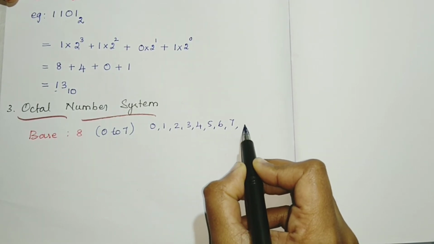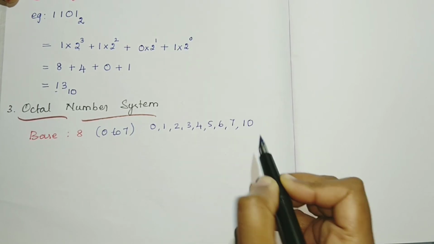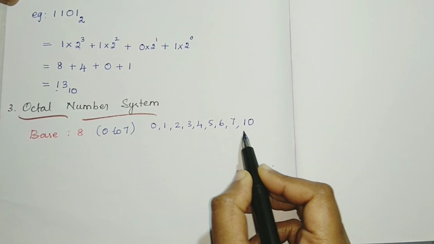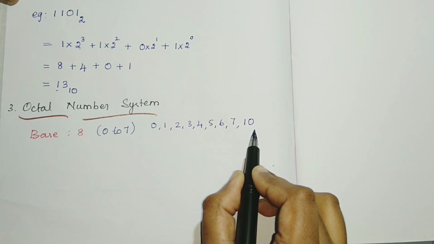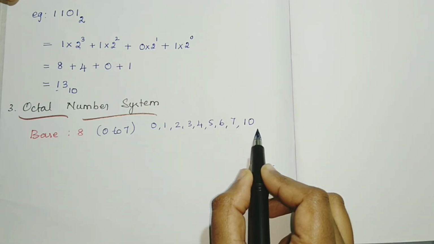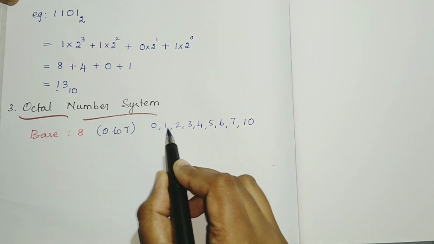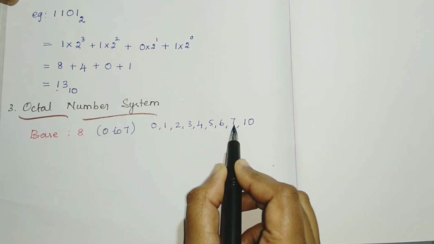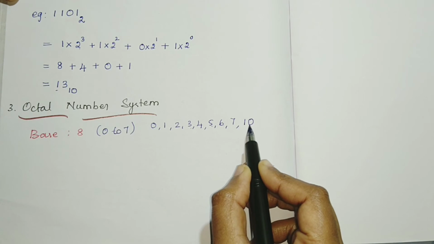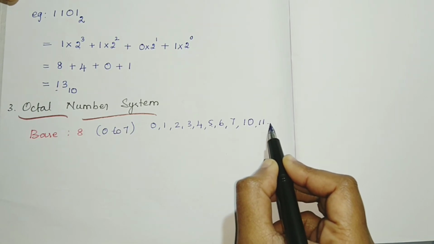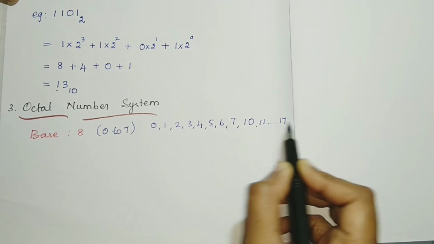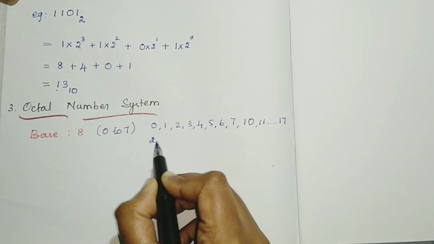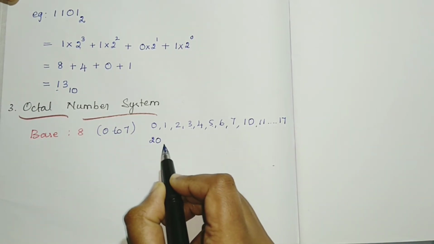After 7, there is no 8, there is no 9. So what will be the next number? Yes, it is 10. Then it goes like this. All the 8 sequence and 9 sequence are removed from the decimal sequence and the remaining numbers are the octal numbers. So after 10, what comes? 11 and so on. Up to 17, it remains the same. After 17, the number is 20. Yes, 18 and 19 are removed.